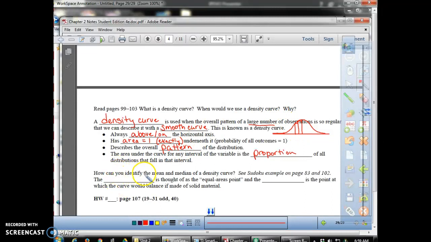So how can you identify the mean and median of a density curve? It won't always be symmetrical where the mean is basically like the median. So the way we're going to do that is the median is thought of as an equal areas point. That makes sense because the median is splitting the distribution 50-50. However, the mean is thought of as the point at which the curve would balance if made of solid material. So I want you to look, if we don't have time in class, at page 83 and page 102 in the book, and that walks you through some examples of that.